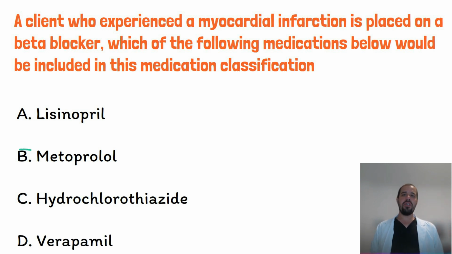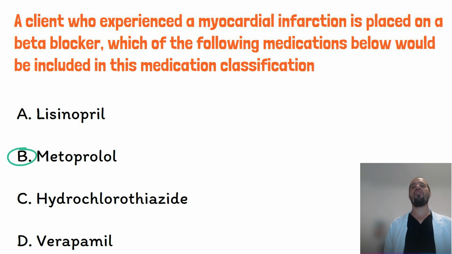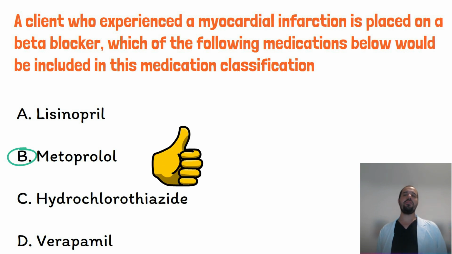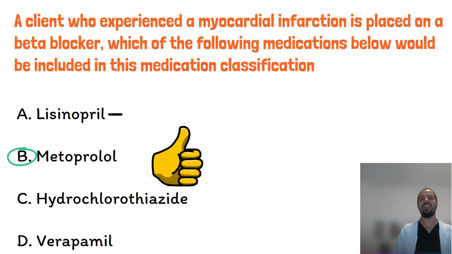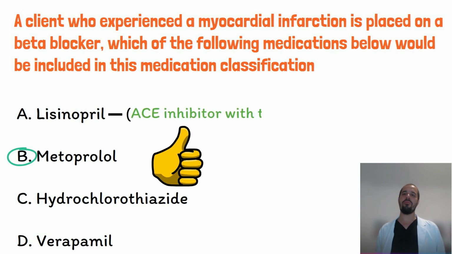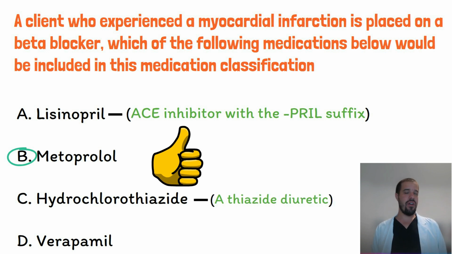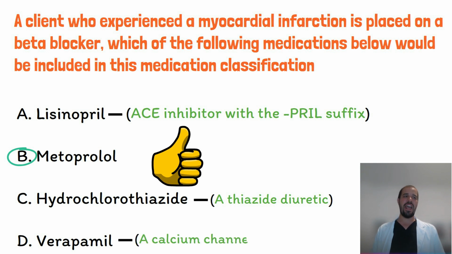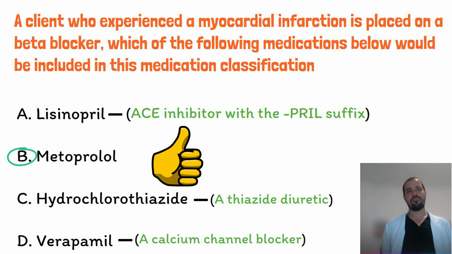If you chose B, metoprolol, you are correct. That is because A, lisinopril, that is an ACE inhibitor with the pril suffix. C is hydrochlorothiazide, which is a thiazide-like diuretic. And D, verapamil, is a calcium channel blocker.